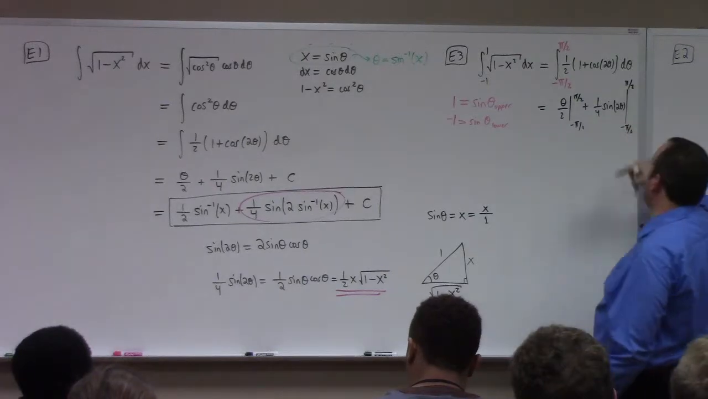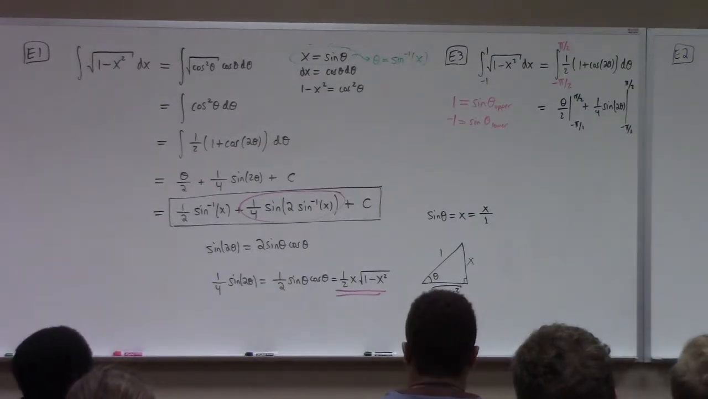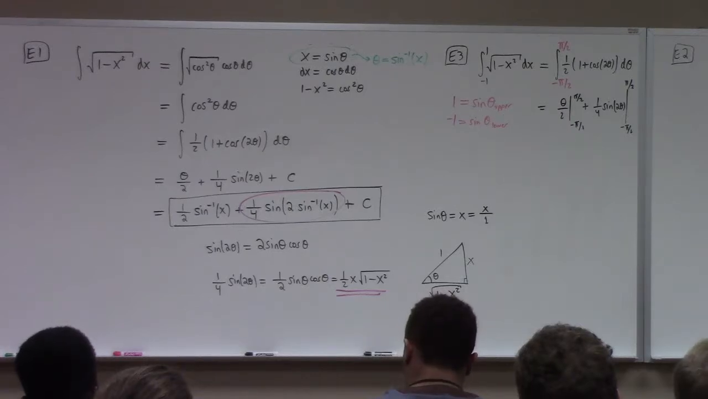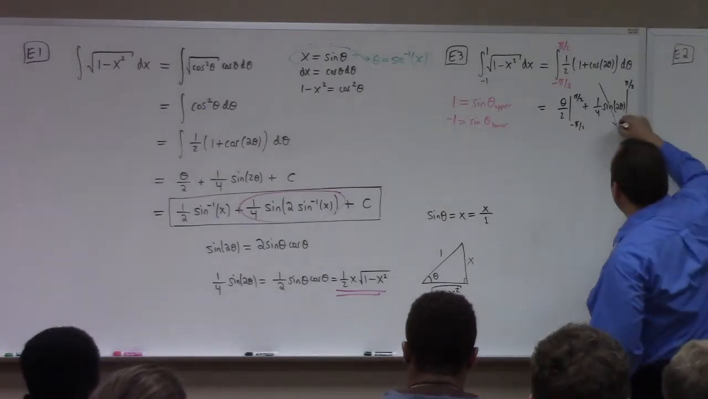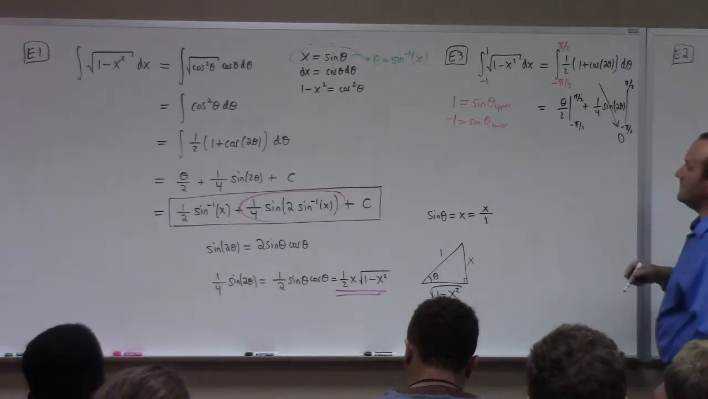Now, how about this second term? It's going to give you sine of pi on the top bound. It's going to give you sine of minus pi on the bottom bound. What's sine of plus or minus pi? It's 0. That piece doesn't matter. So this piece evaluates to 0. And how about this other piece?